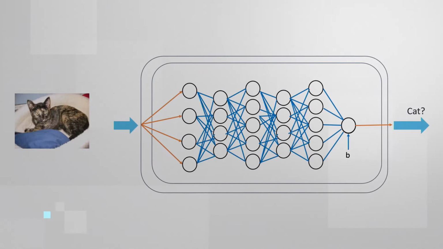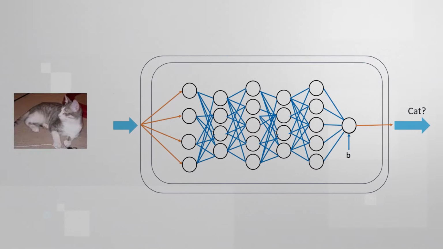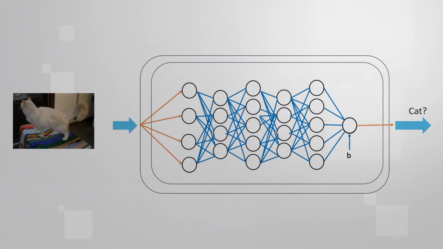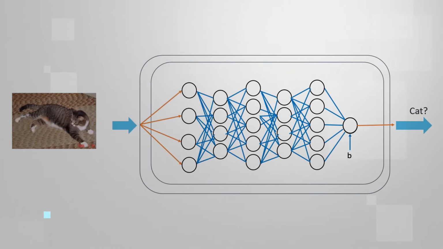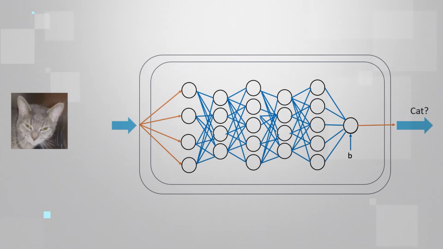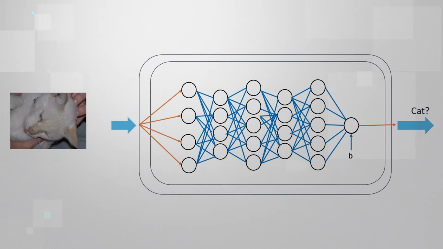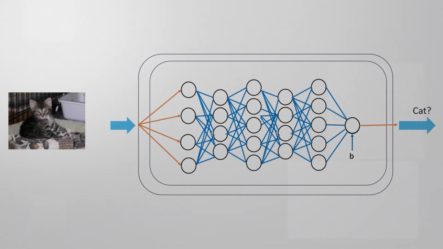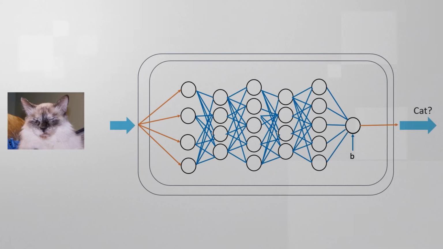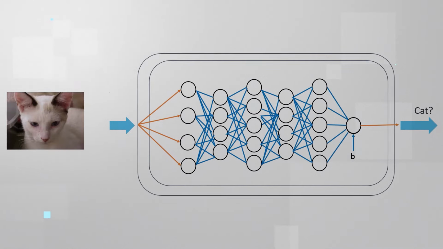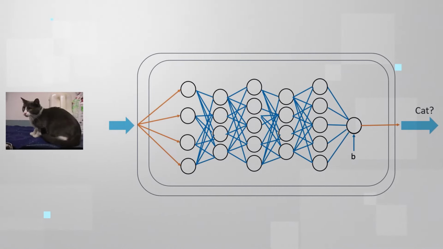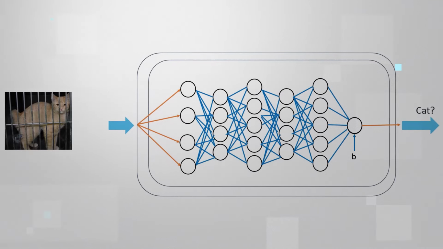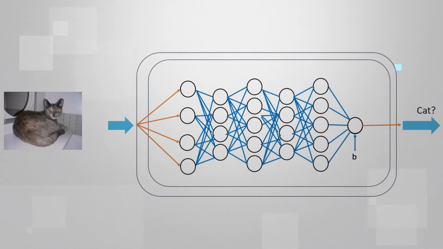If the output is cat, great. If not, just adjust the function so it will detect the cat in the image. And we're doing it again and again for all the images. This is what we call deep learning training. The end result is a model. You can consider it a function, a matrix, that once you multiply it by an input cat image it has never seen before, the result will hopefully be a cat.